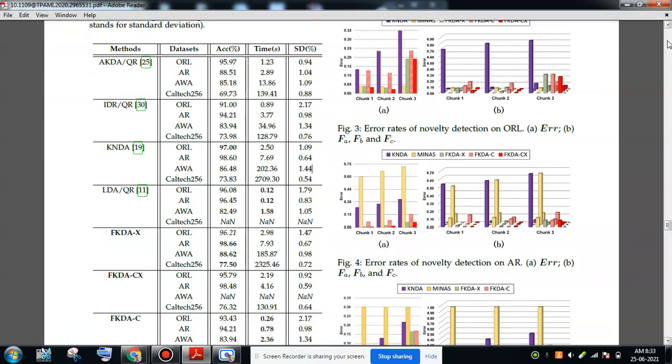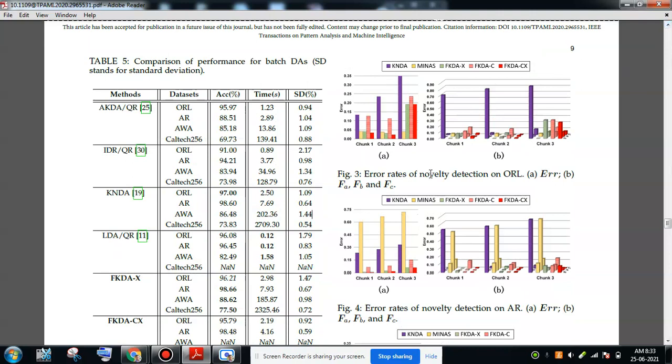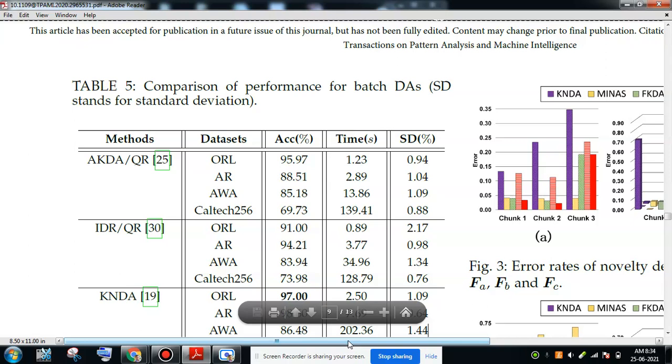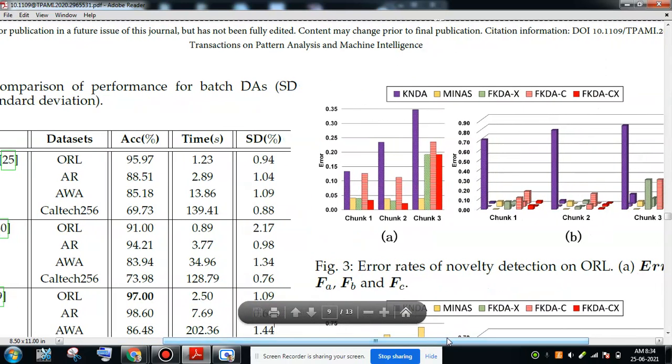The first figure, figure A, gives you the error rates for novelty detection, and what they are claiming is that their algorithm has produced a very low error rate. You can see, the last three, green, light pink and red, are the proposed algorithms. The first two are the existing KNDA and MINAS. So what they are telling is that the error rates have been reduced for these three compared to these two.